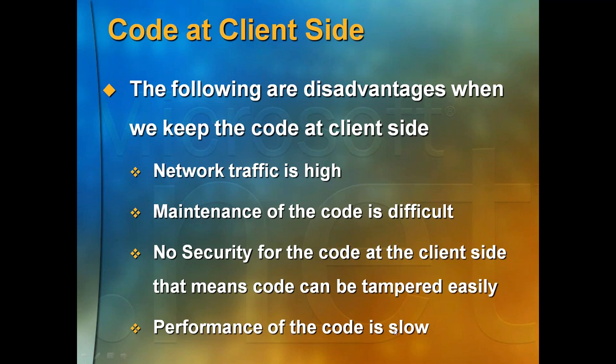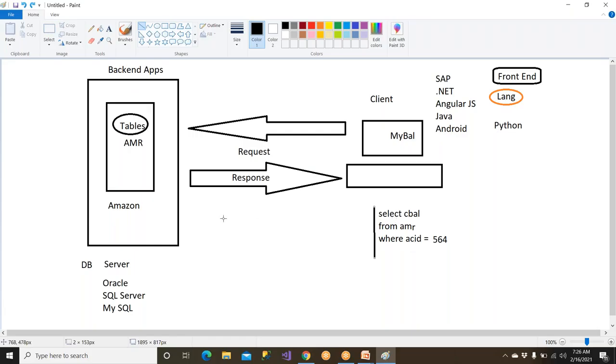The performance of the code is also very slow, because every time these 3000 lines will go, you need network bandwidth. If the network is not very fast, then it will be very, very slow. What code am I talking about? SQL code. We are embedding the SQL code into front-end applications like SAP, Java, .NET, Android, because we are not able to centralize this code. Clear? Because I can open my SQL Server and I can write a lot of code.